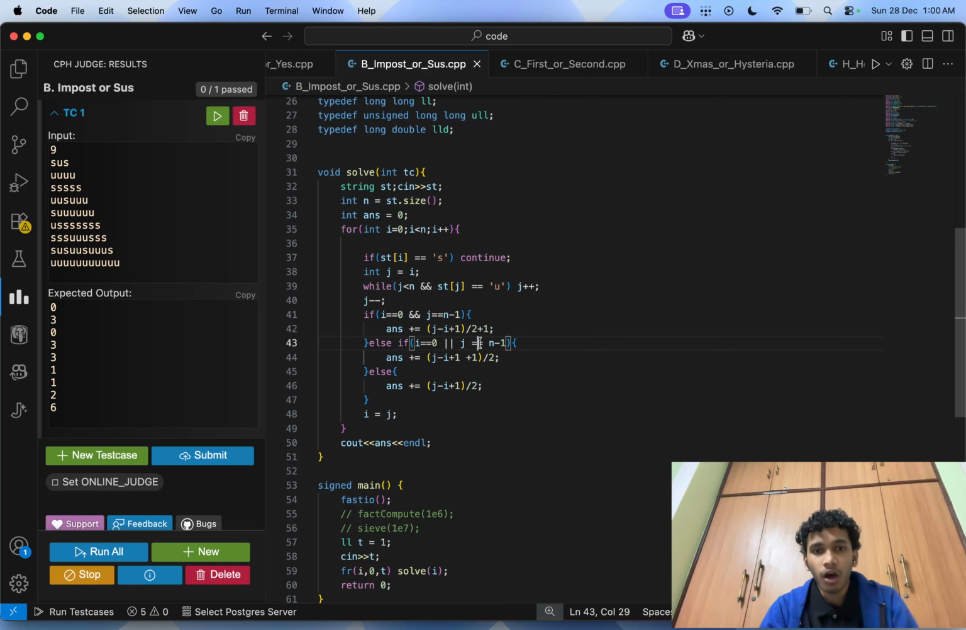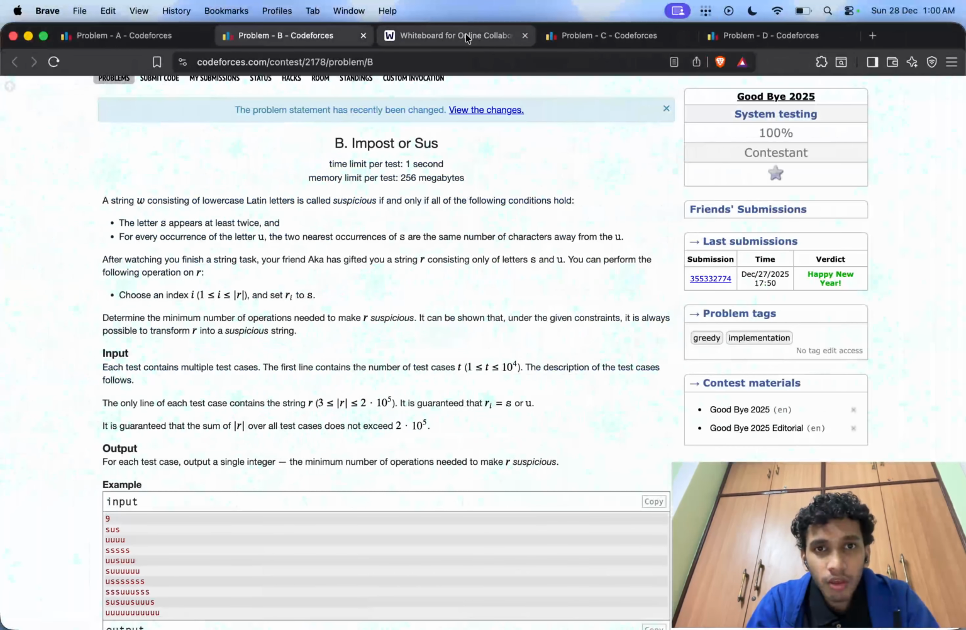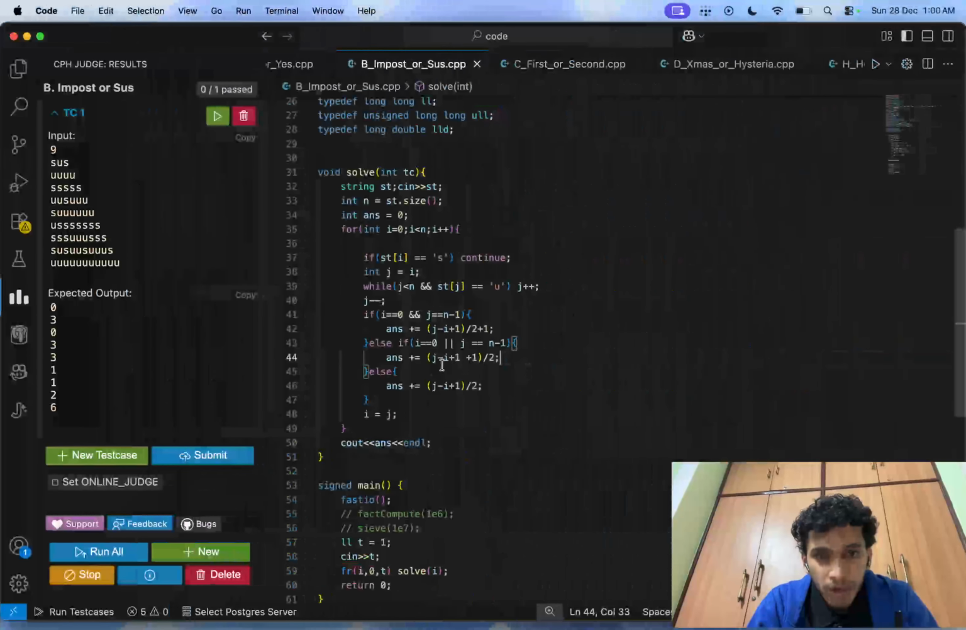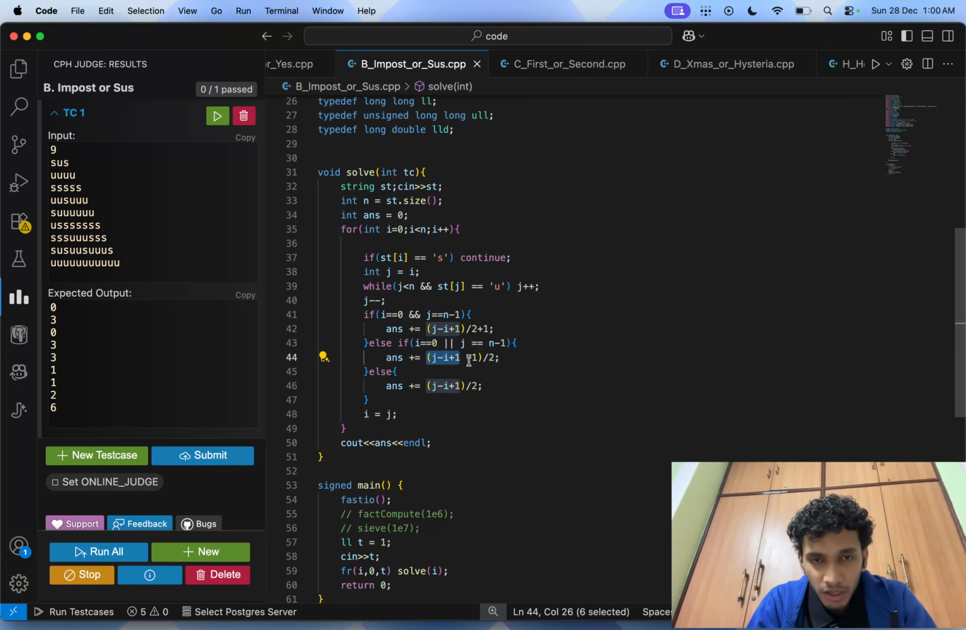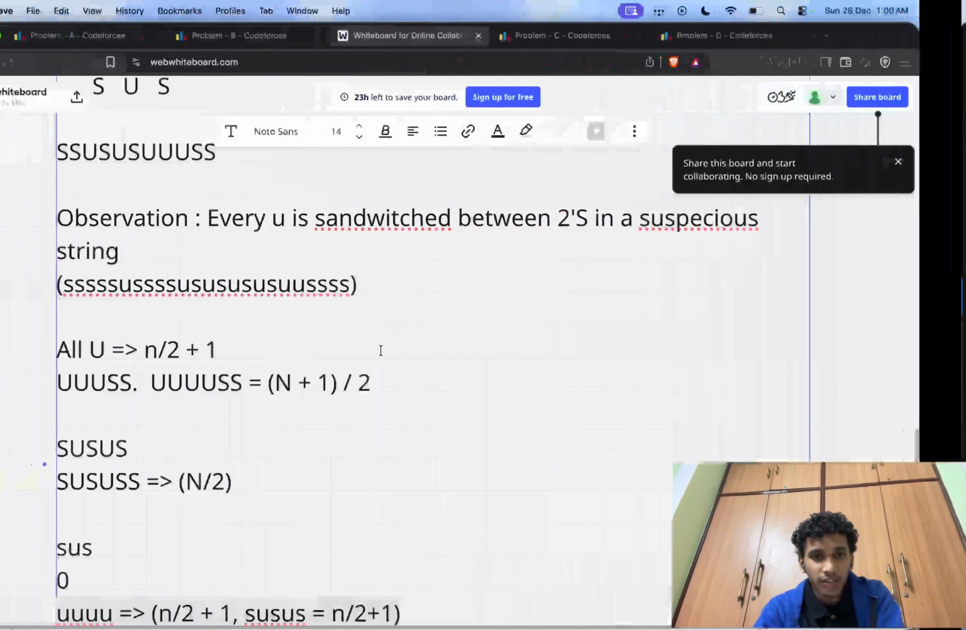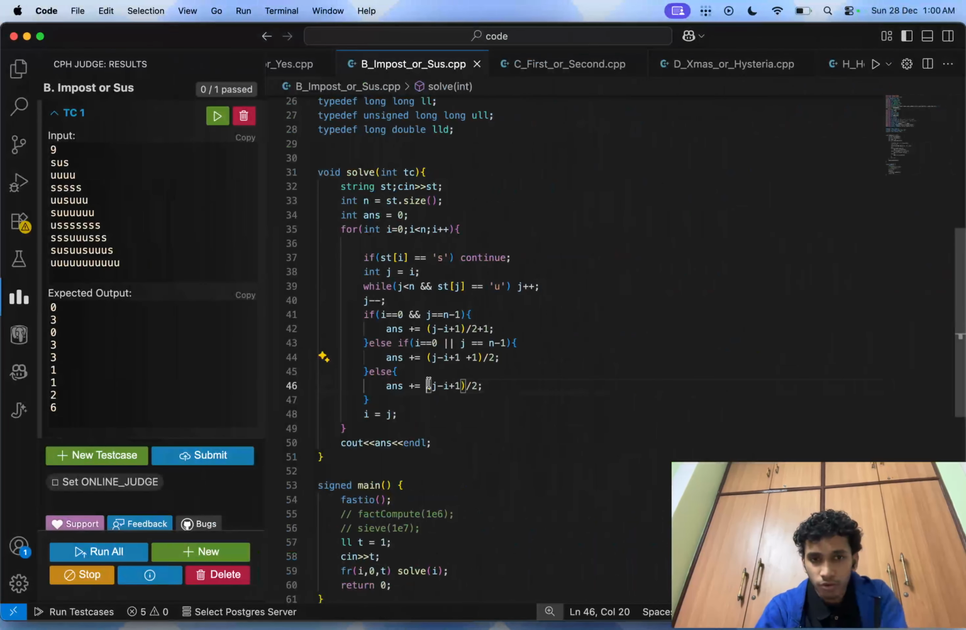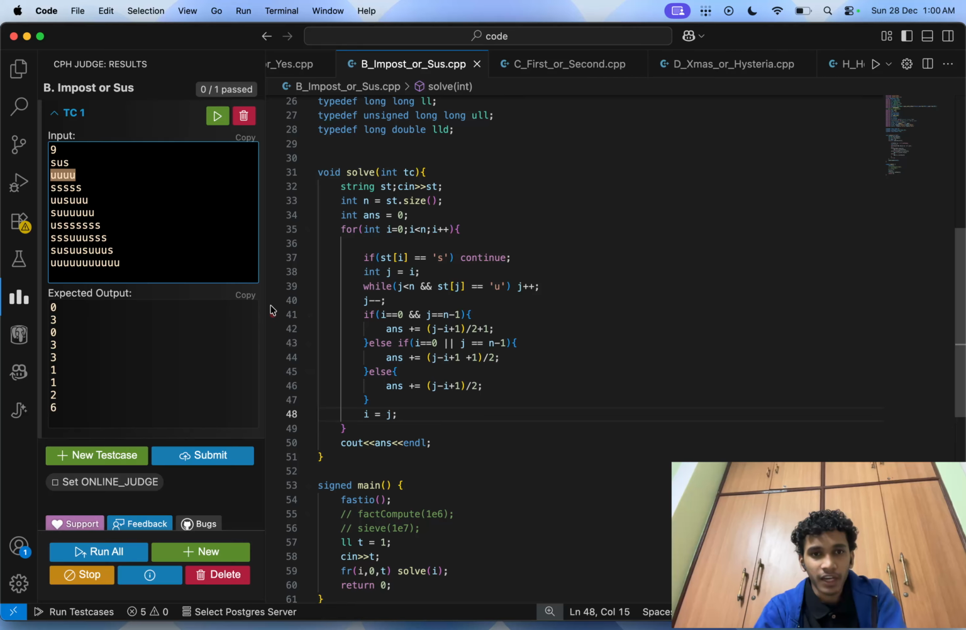Now the second scenario, it is a border scenario. That is, the substring either starts from the starting index or ends at the ending index, not both. For this case, the answer was floor of (n plus 1) by 2, where n is the length of the substring. For the third scenario, the answer was floor of n by 2, so length divided by 2. At last, move i up to the position we have already considered and let the loop continue. So this is it. At the end, print the answer.